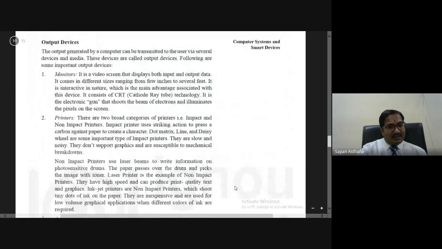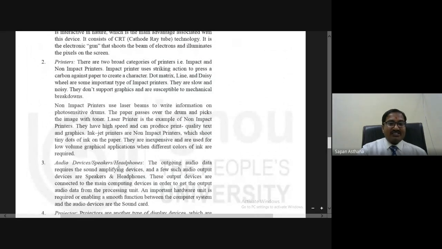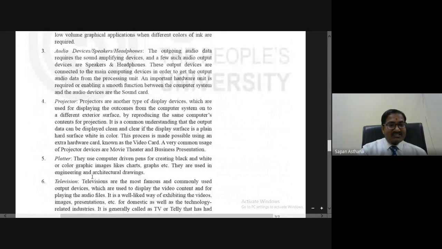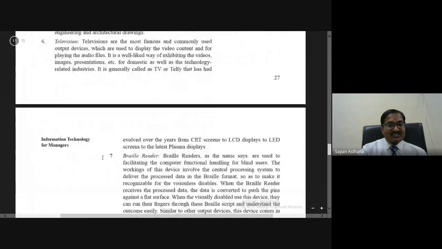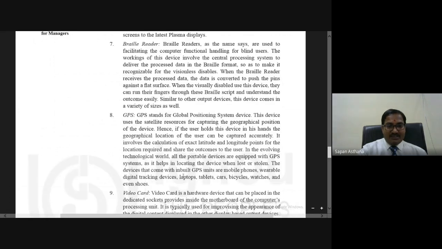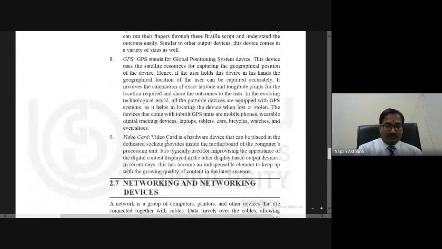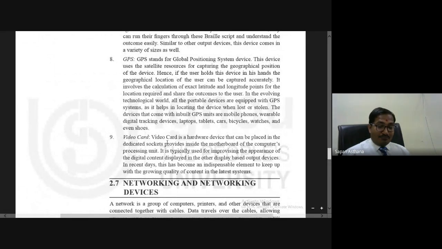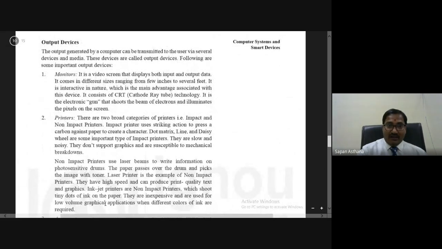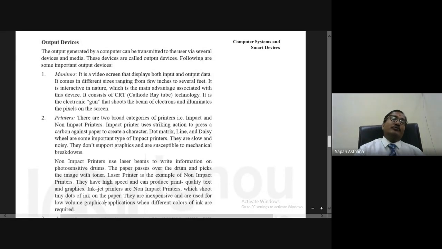Output devices, just as we discussed: the monitor, printer, audio devices, speakers, headphones, projectors, and the plotters, and televisions, and braille readers, GPS, global positioning system devices, video card. These are the various input and output devices. Output devices are generating some result for you.